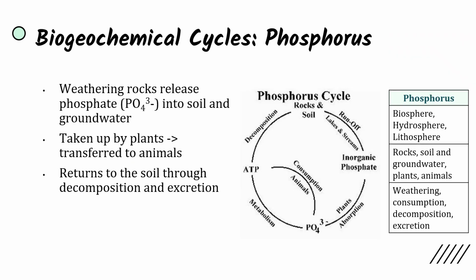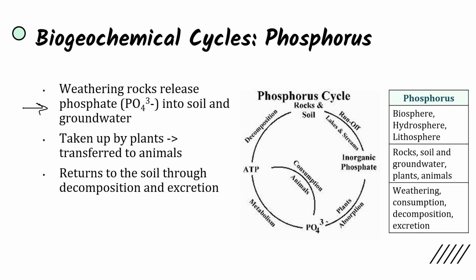Last up is the phosphorus cycle, and this one talks about the biosphere, the hydrosphere, and the lithosphere, which is going to be like the crust of the earth. And so weathering rocks are going to release phosphate into the soil and groundwater.